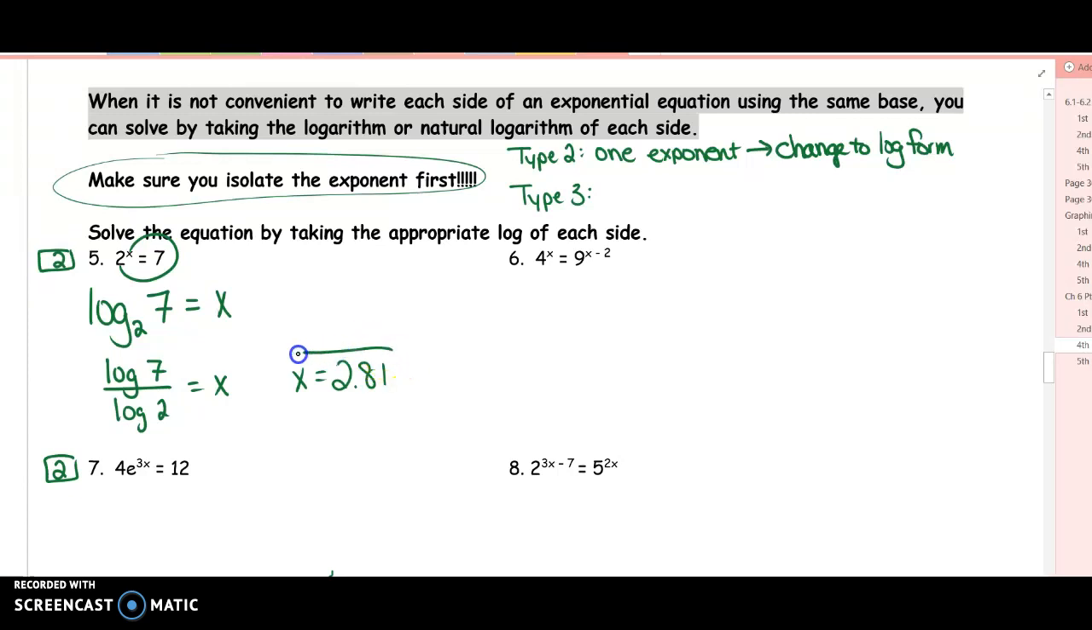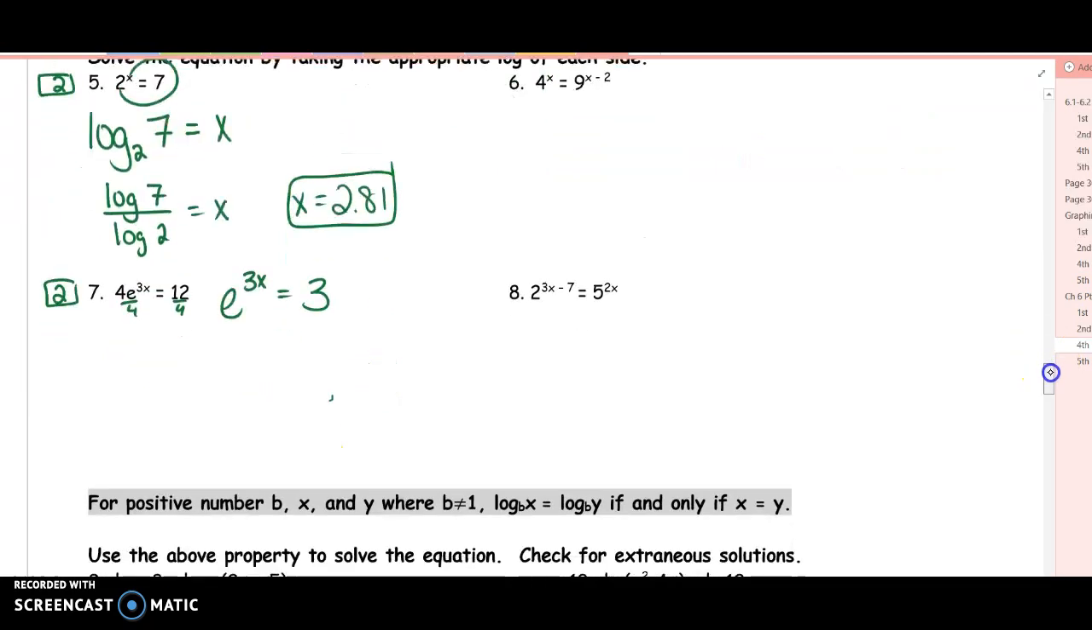Okay, let's skip down to number 7 so we can do all of the type 2 problems at the same time. Number 7 has the exponent term isolated. How can we get rid of the 4 that's in front of the exponent term? Divide both sides by 4. So we have e to the 3x equals 3.